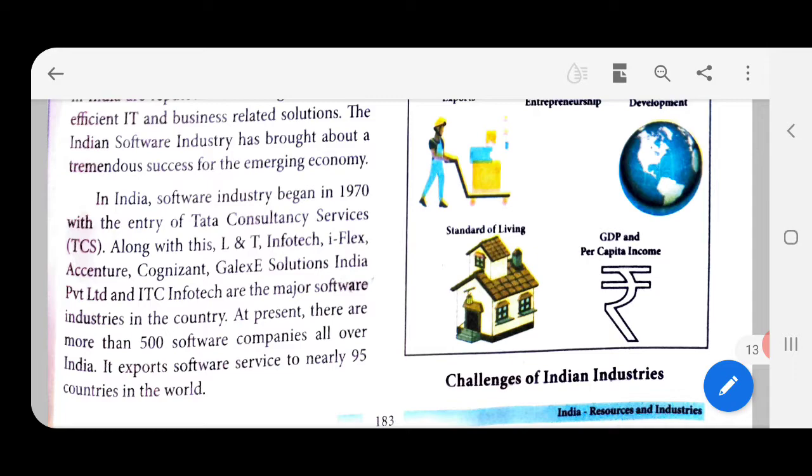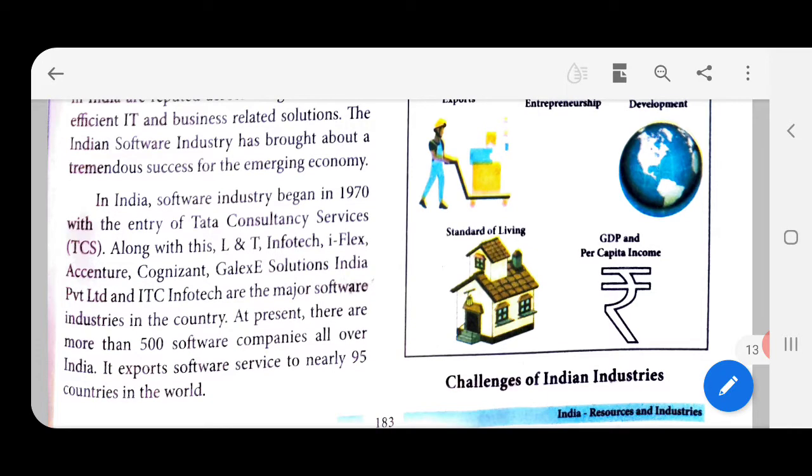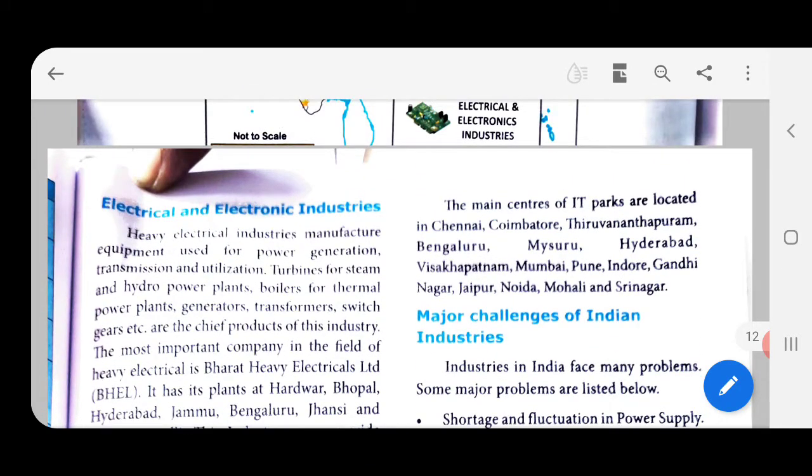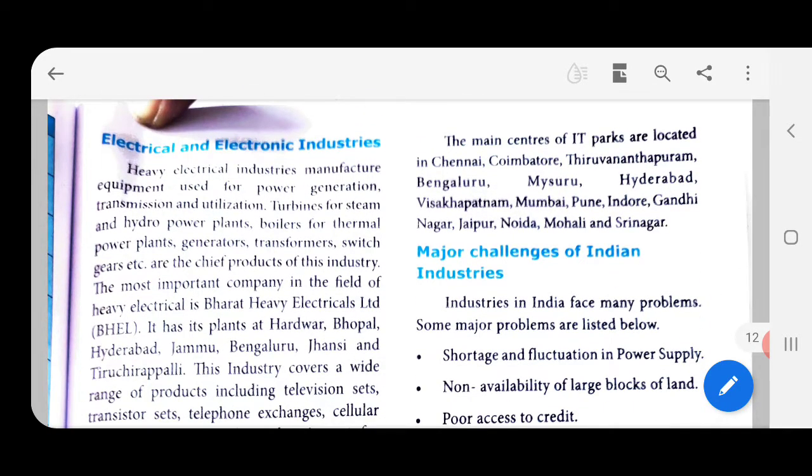In India, the software industry began in 1970 with the entry of Tata Consultancy Services, which we have heard as TCS. Along with L&T Infotech, iFlex, Accenture, Cognizant, Galaxy Solutions India Private Limited and ITC Infotech are the major software industries in the country. I think most of us have heard about all these software companies. At present, there are more than 500 software companies all over India. It exports software services to nearly 95 countries in the world. So, we are able to send so much software related work to 95 countries in the world.